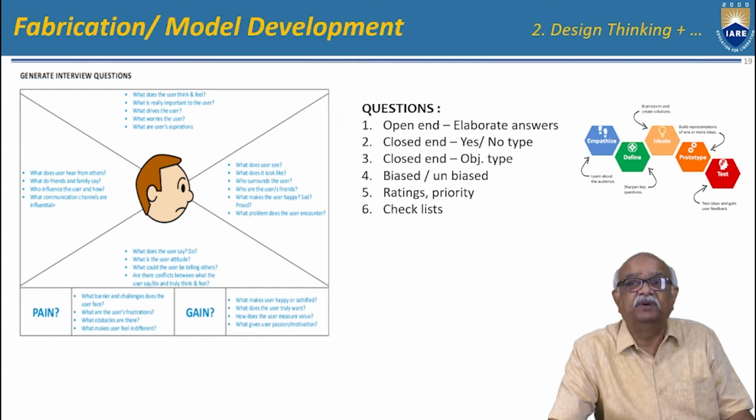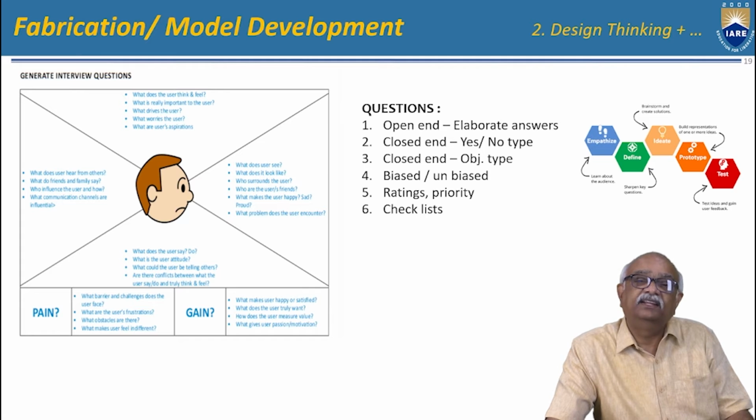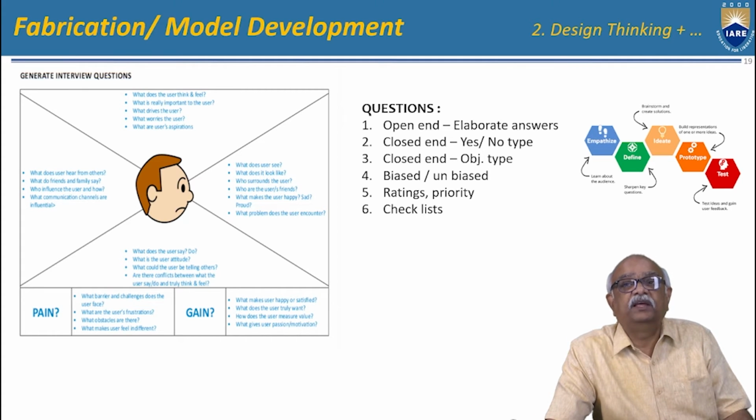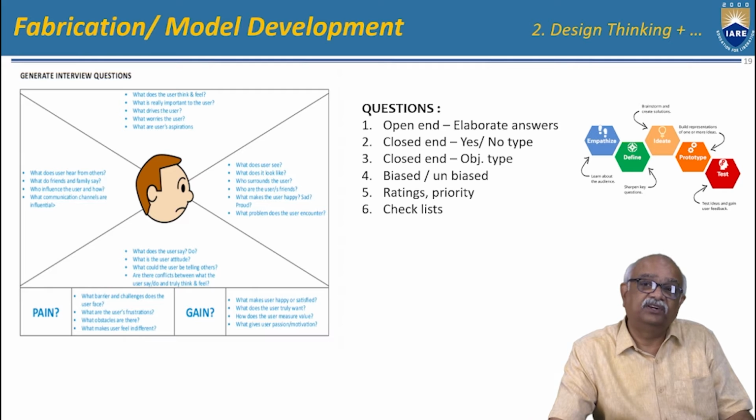Sometimes it is biased or unbiased. Sometimes you want to take the customer into one route. That type of questioning is not good for this design case. When you want to get customers' real intentions and needs, it should be totally unbiased. That means the question should not try to put you into one direction. It should be unbiased. Then what value the customer is giving for each question or each feature or each function, there will be some ratings, priorities, and you will have some checklists. Which one to ask, which one not to ask, where to give, where not to give.